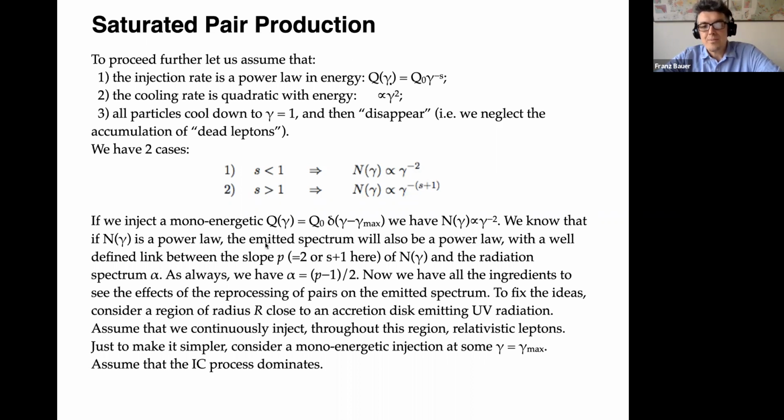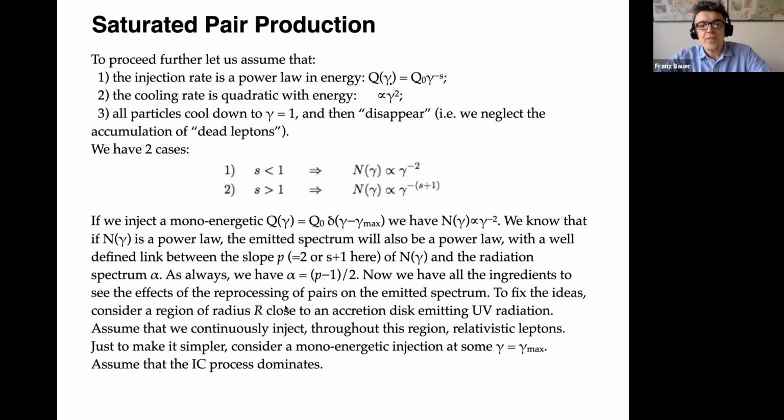And if we initially have a monoenergetic injection rate, then we would have this. If this is a power law, then we end up having a spectrum which comes out. And this spectrum will always have an alpha which is related to this. Right, so if we have S here, we can relate it back to this P. And so if we think about this in terms of how the spectrum will interact with and affect the pairs.